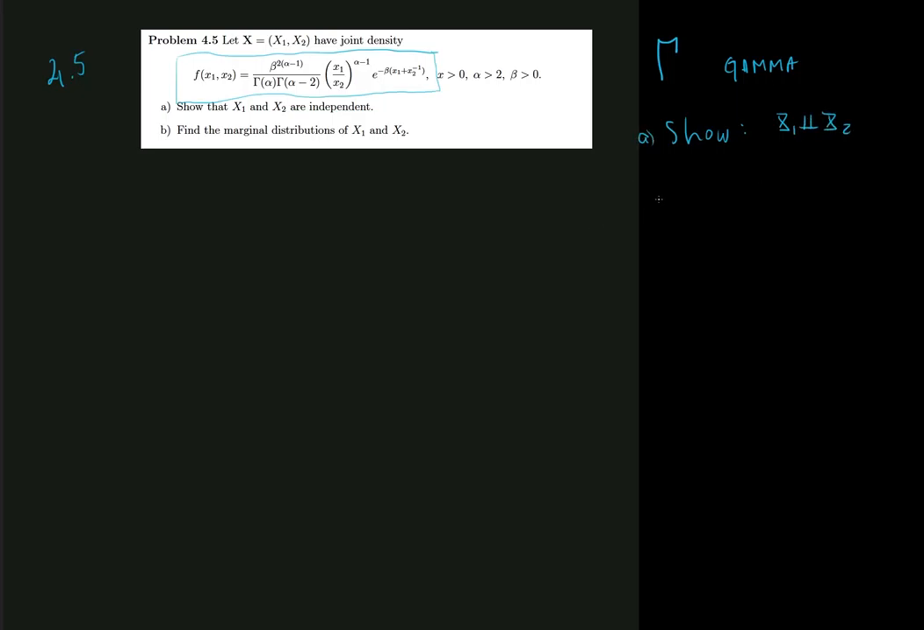So that's what we're asked to do in A. And then in B, find the marginal distributions for x1 and x2. So normally when you're asked to find the distribution for something, it can mean three different things. It can mean find the density, or find the distribution function, and sometimes it can also mean just find the name of the distribution, such as this thing is normally distributed. So depending on the context, it can be either one of those three.